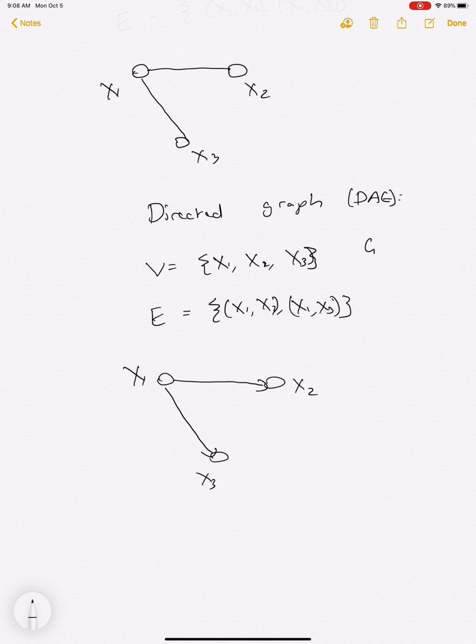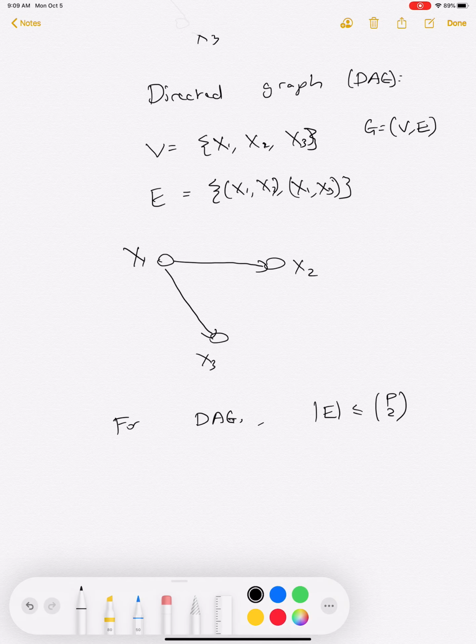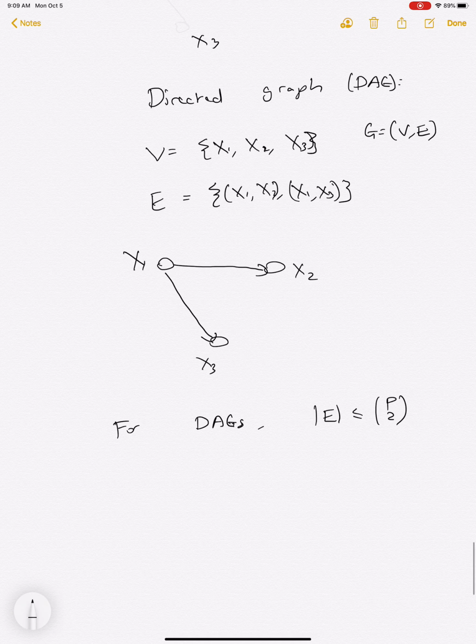So this is G. And one thing to note is that for DAGs, just like undirected graphs, the size of the edge set again has to be less than p choose 2. You might wonder why you can't have edges pointing both ways. This follows from the fact that if you have an edge pointing in one direction, it can't point in the other direction, because otherwise that would create a cycle. So this is something for you to think about: for all DAGs, the edge set size has to be less than p choose 2.